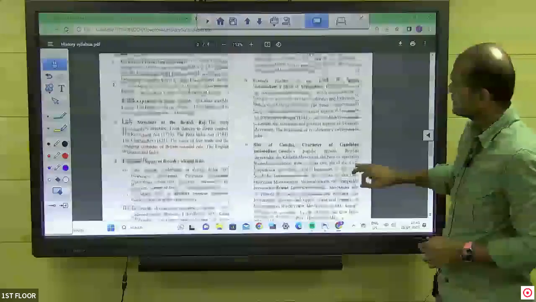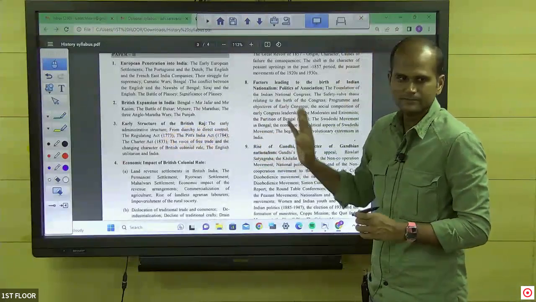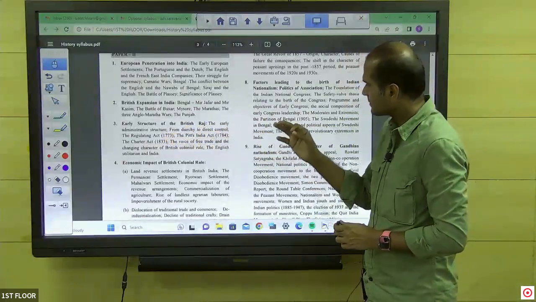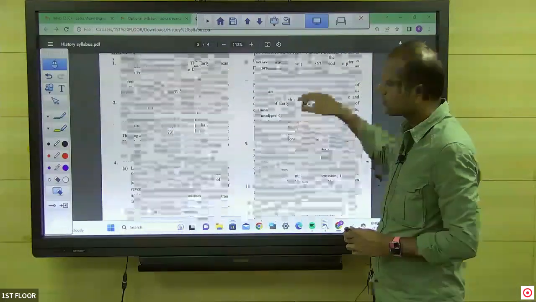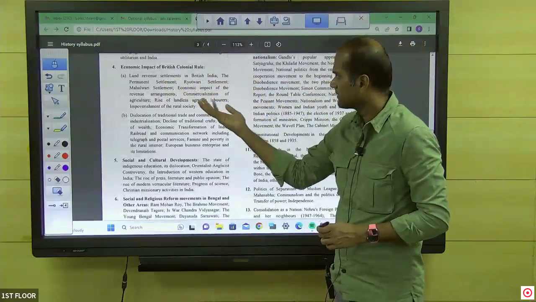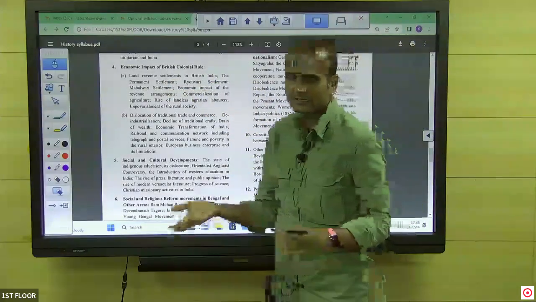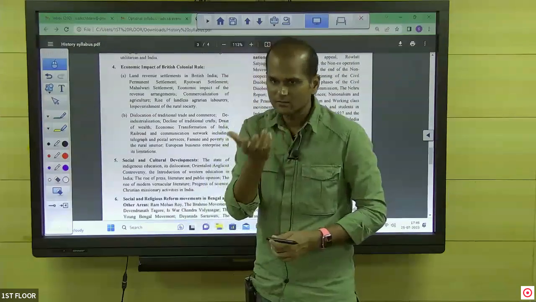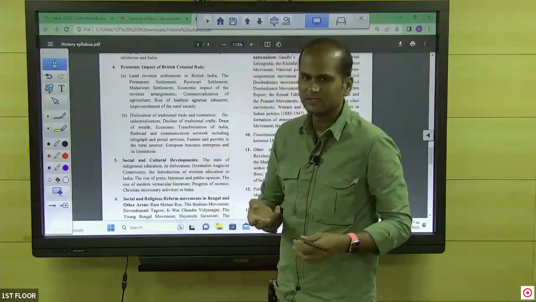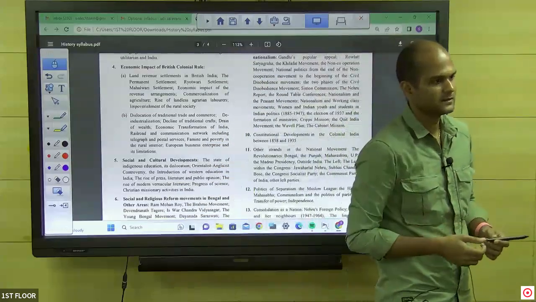And the next thing is the early structure, that is the Regulating Act and Charter Act. So the topic is one and the same. There is no difference. Then the economic system, in that the land revenue systems, Ryotwari, Mahalwari, and commercialization of agriculture. How could I decide what is important and what is not important? Because I was forced to take only from here. Otherwise I don't know. No one knows which is important for GS.